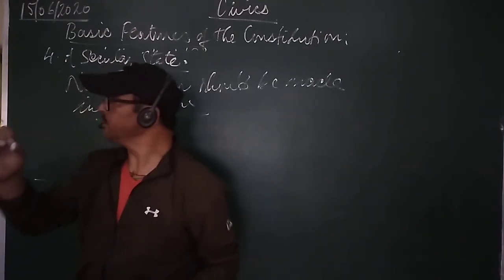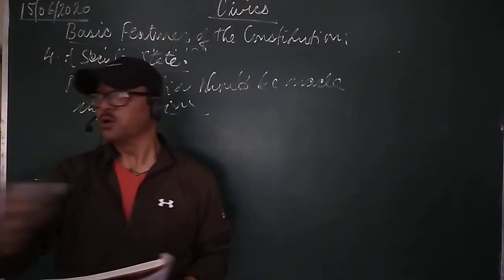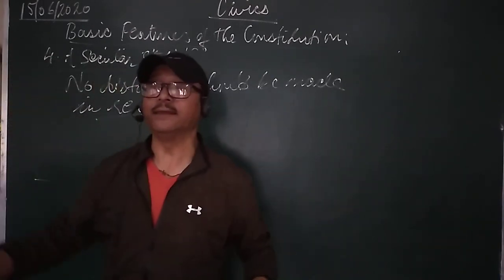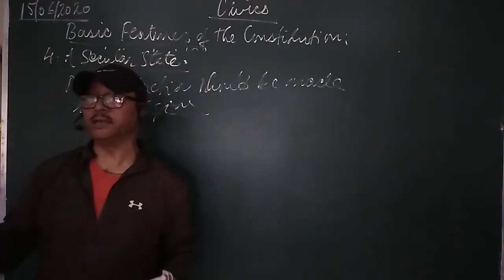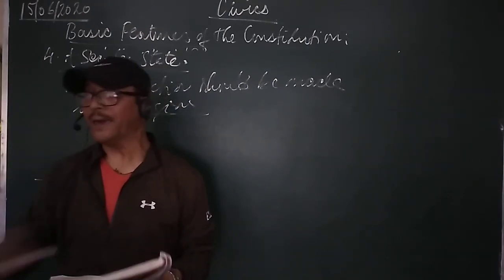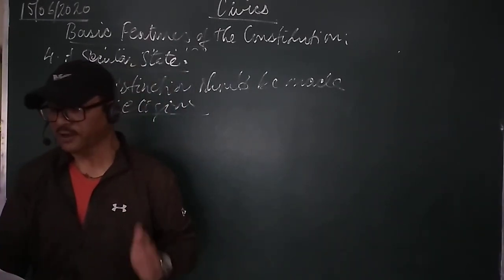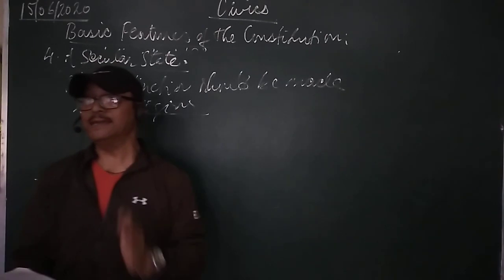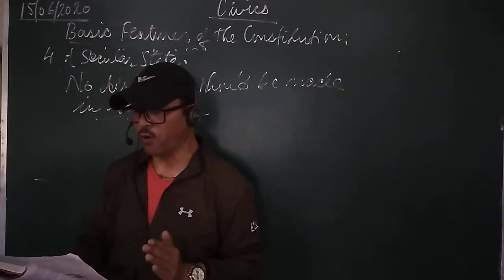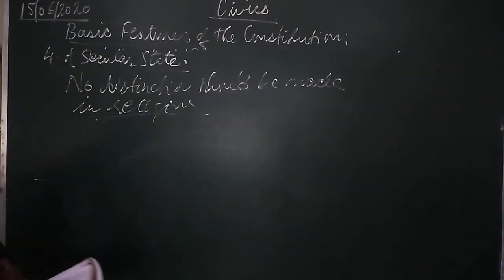So that is the reason we say India is a secular state. There is no discrimination between any religion in India. Every religion in India is being treated equally. No privileges, no extra facilities, no special rights have been given to any religion in India. That is the reason why India can be declared as a secular state. That is the point number 4, which the Indian Constitution has given to our country, India.